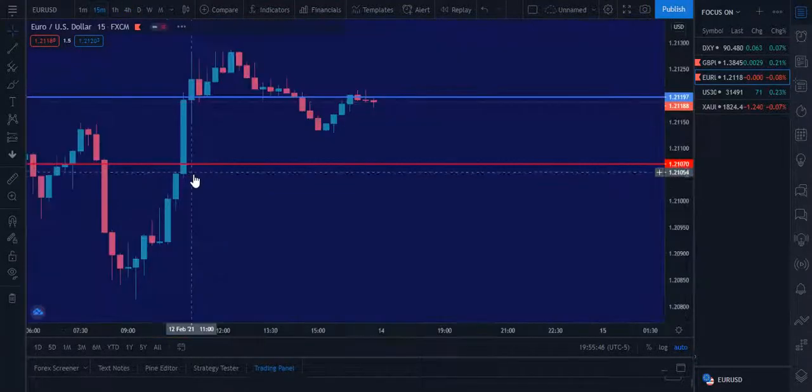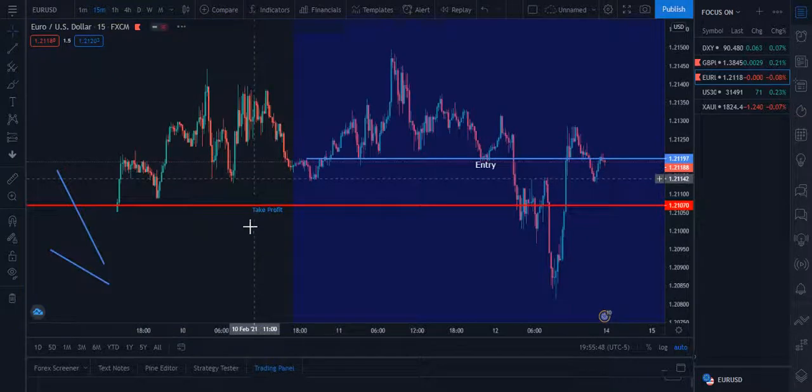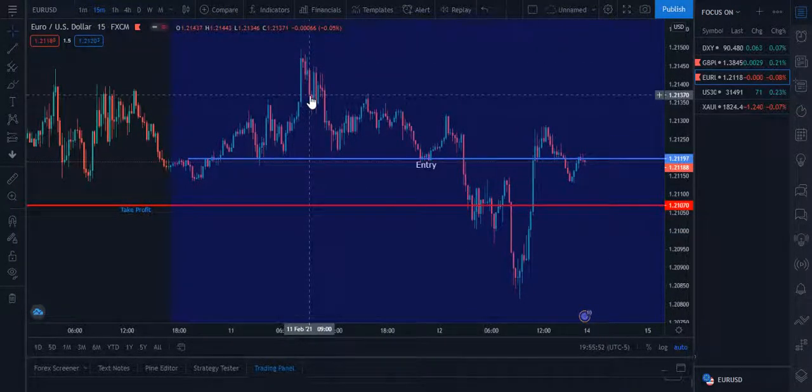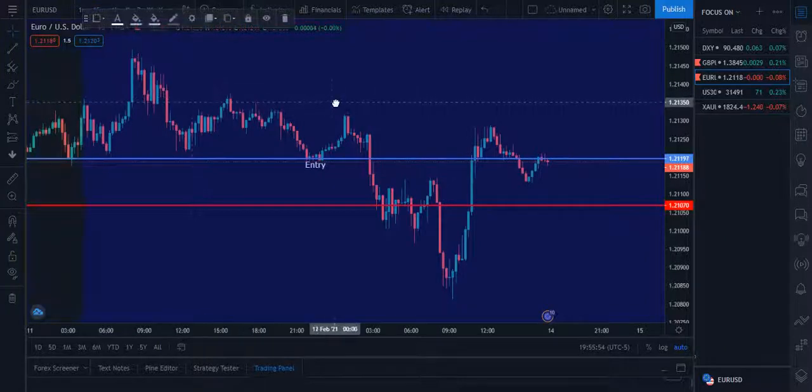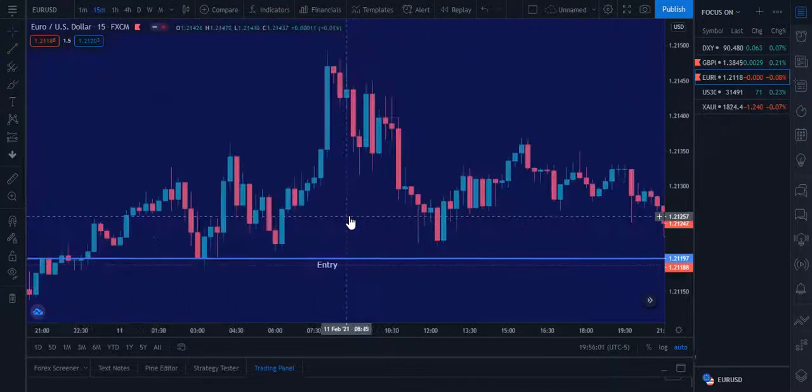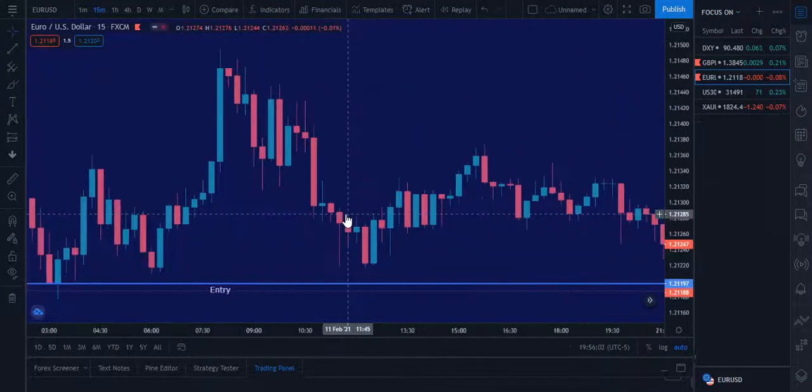So let's just go to the 15 minutes, because we might see opportunities that we probably have missed. You could have also maybe started taking this sell here. I'm going to just see what you could have based it on.